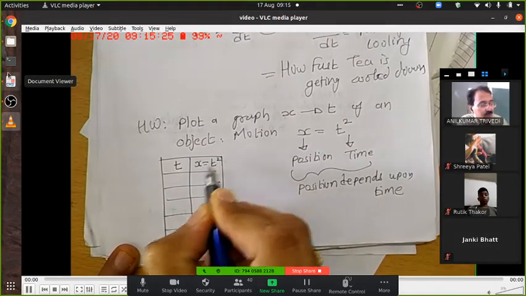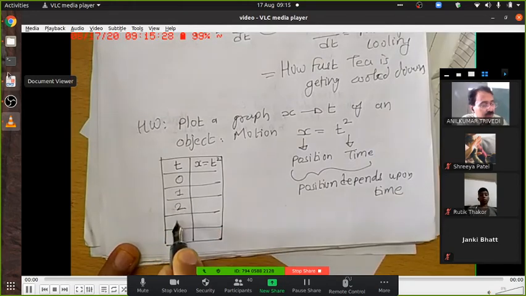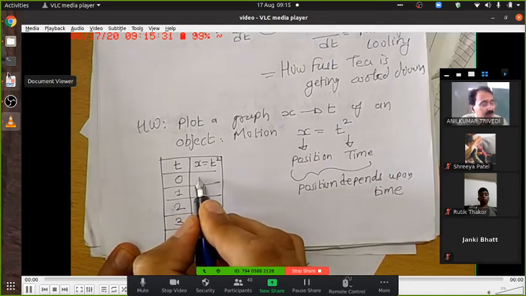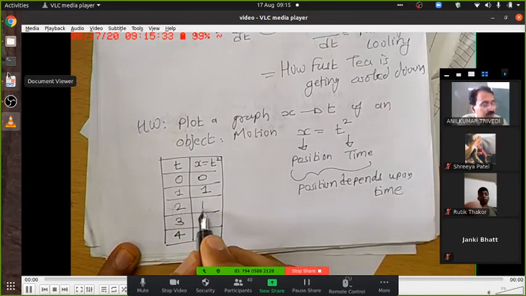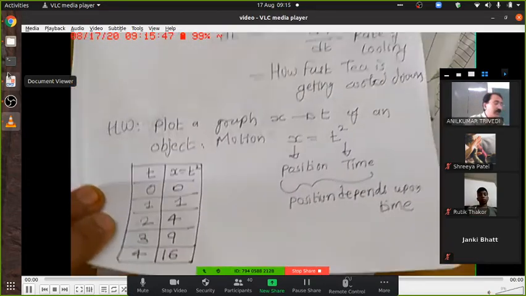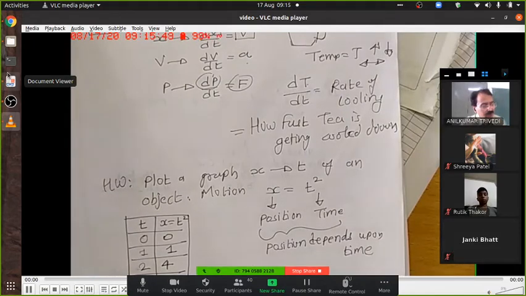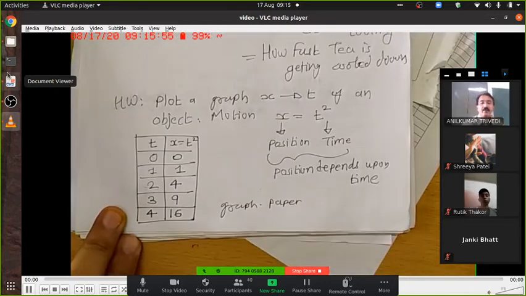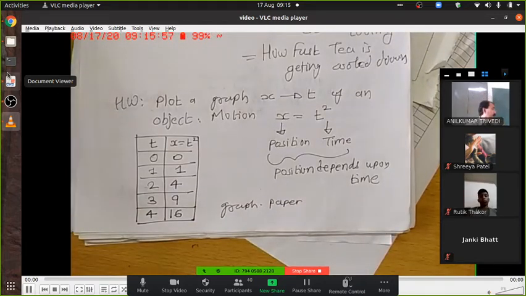So you'll put 0, 1, 2, 3 and 4. 0 square is 0, 1 square 1, 2 square 4, 3 square 9, and 4 square 16. Fine, sir? Then you need to take a graph paper and you will put these points on the graph paper and draw the graph. Okay? I'll show you how it will look.